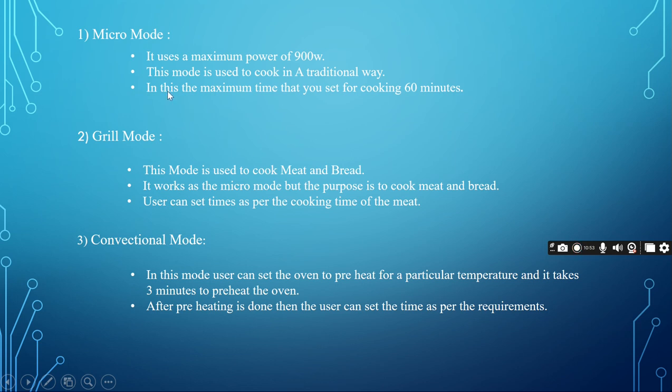So, micro mode. It uses a maximum power of 900 watts. This mode is used to cook in a traditional way. In this, the maximum time you can set for cooking is 60 minutes. So this is about the micro mode.